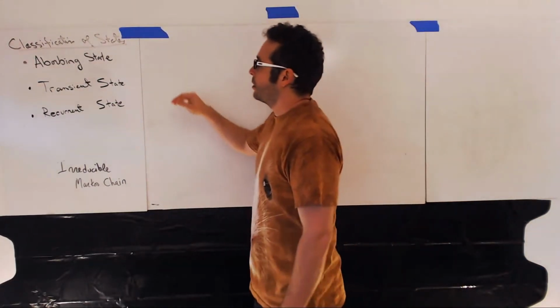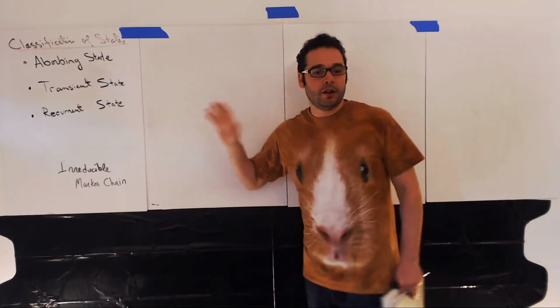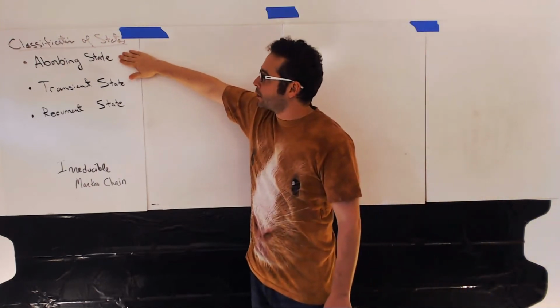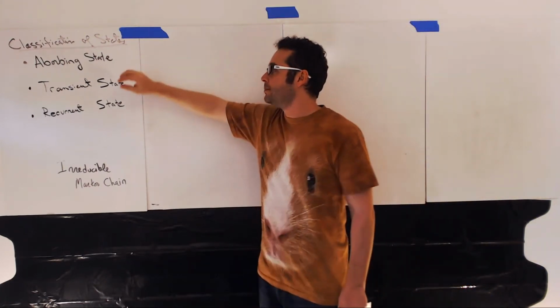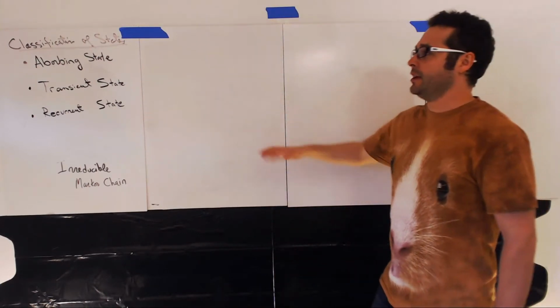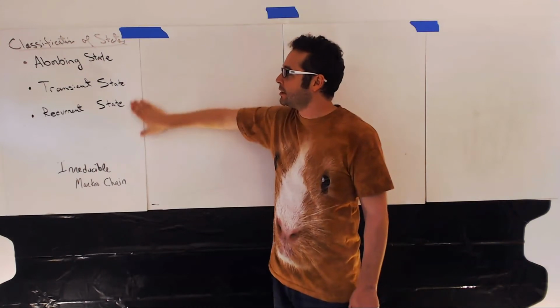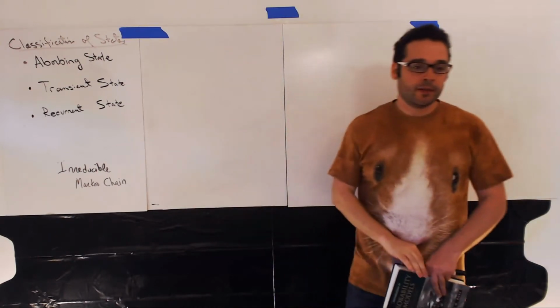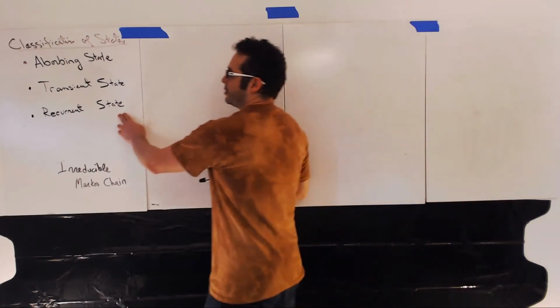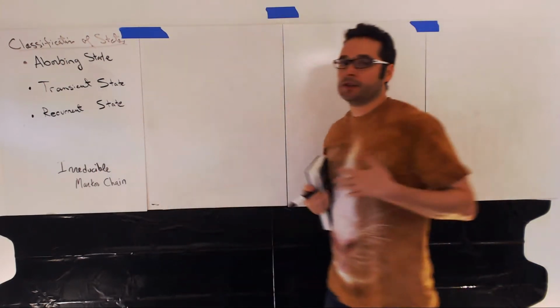Thus far, when we've been talking about individual states in a Markov chain, the first one we started talking about was absorbing. The next two we're going to discuss are kind of the opposite of that. One of them is transient and the other is recurrent. So the way we're going to start is by discussing what a recurrent state is.